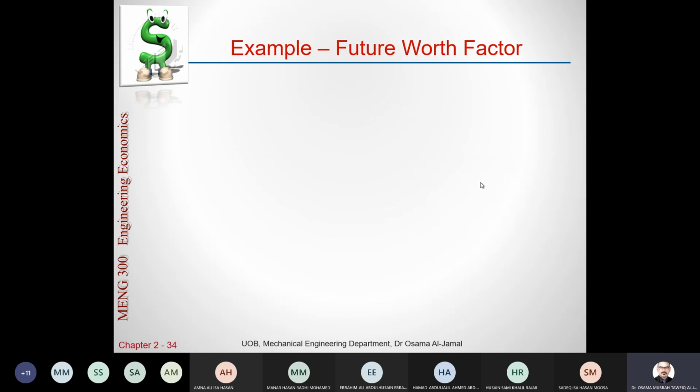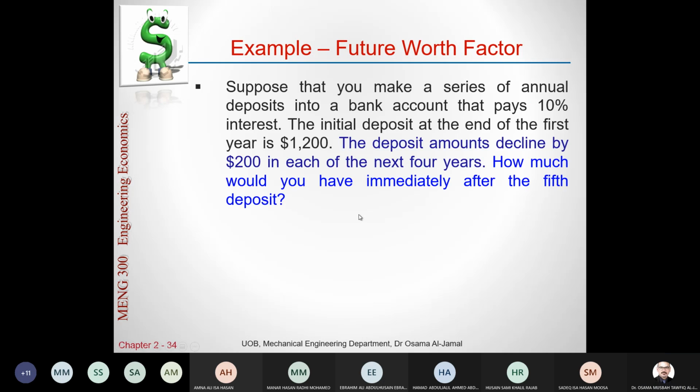This is an example now for finding a future worth factor. I need you to read it now. First, plot the cash flow diagram for it. Then we'll work with standard notation, and after that, find the answer from the formulas or by using your calculator. Read the question carefully and see all the data. We'll read it with you now.